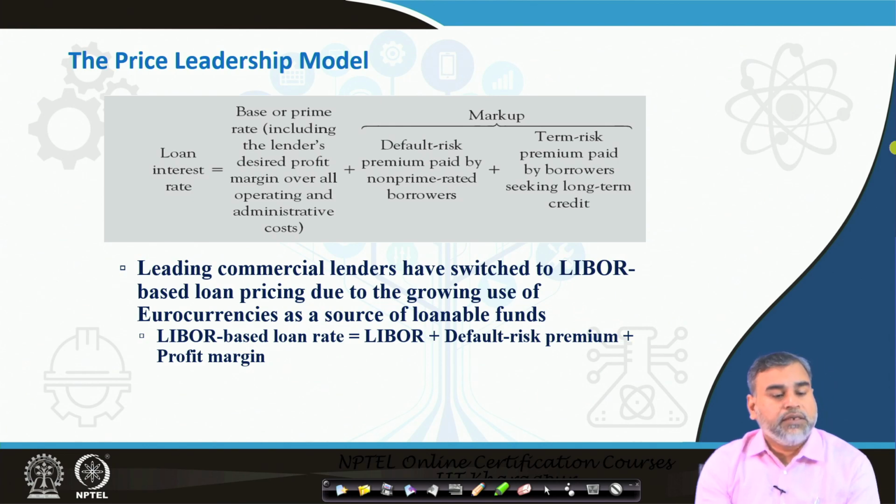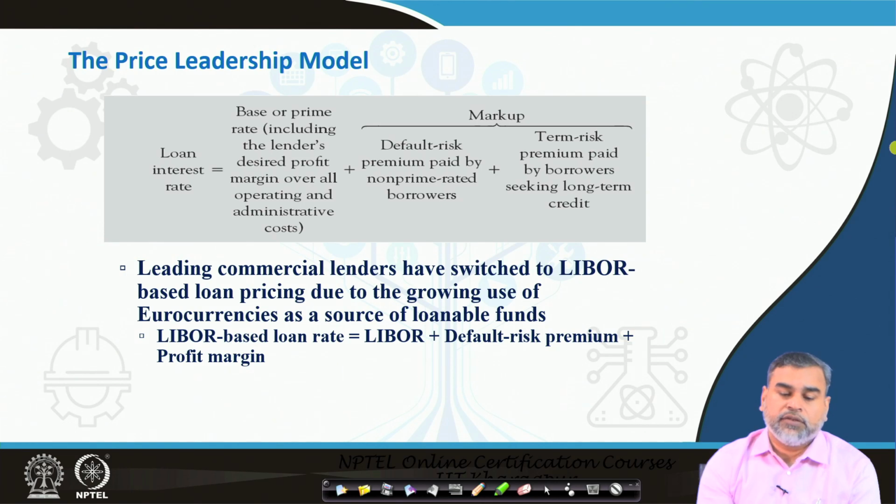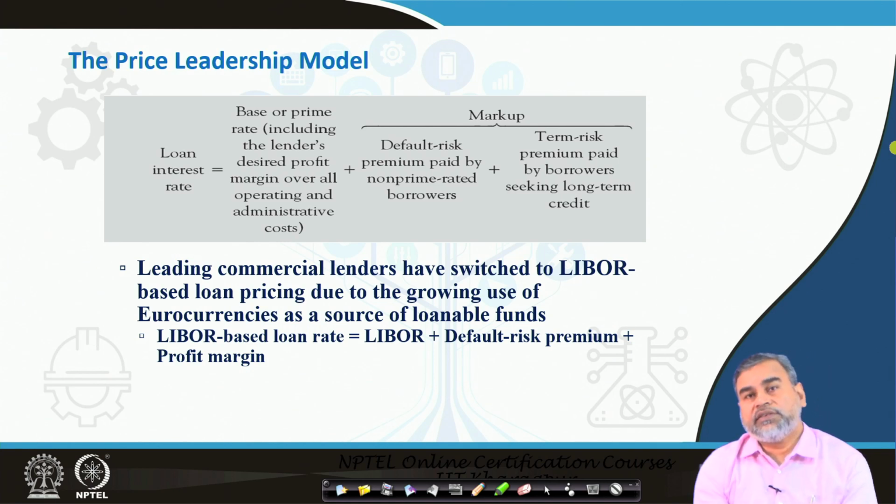So, if they want to calculate the loan interest rate, they go for the base or prime rate that this particular system has, plus the default risk premium paid by the non-prime rated borrowers, plus the term risk premium paid by the borrowers for a long term credit. So, the base rate will be decided on the basis of the leading organization in the particular system, plus the markup that they can add on the basis of the risk they are going to face, as well as the term of that particular loan. Then accordingly, the loan pricing of that particular commercial bank can be decided for that type of loan.